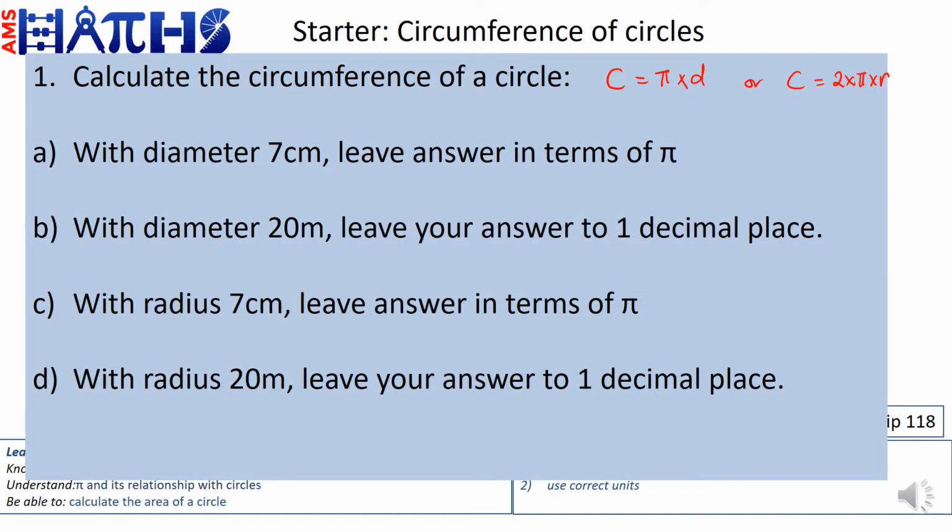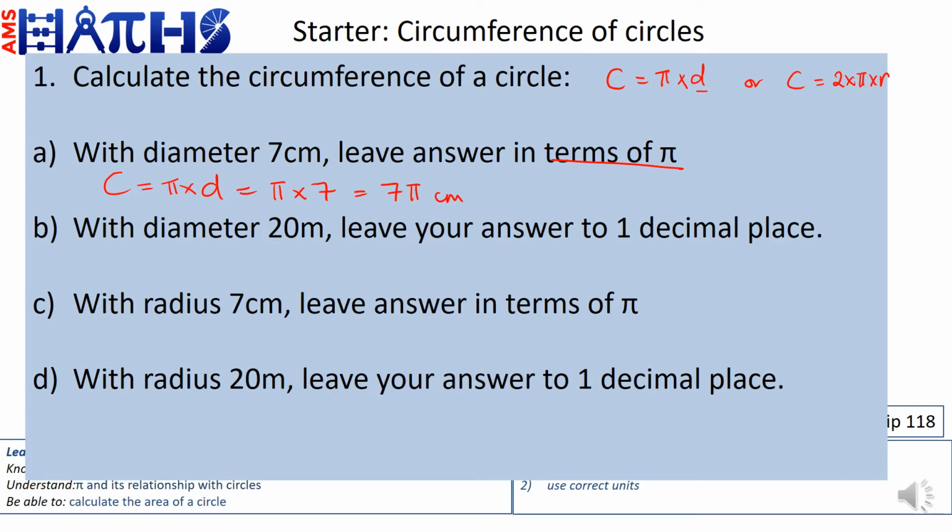So in our first question it says calculate circumference of a circle. The diameter is 7. And we should leave our answer in terms of pi. So we're going to use a formula where the diameter is given. So C is equal to pi multiplied by diameter, which is equal to pi times 7. The question says leave your answer in terms of pi. So all we need to do is write 7 pi and then centimeters for the units.